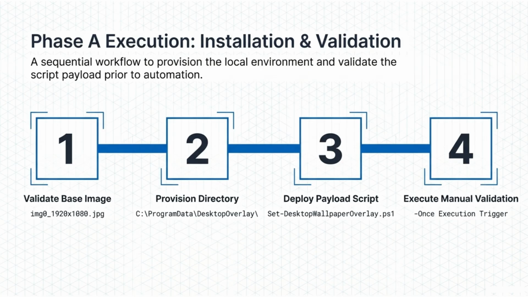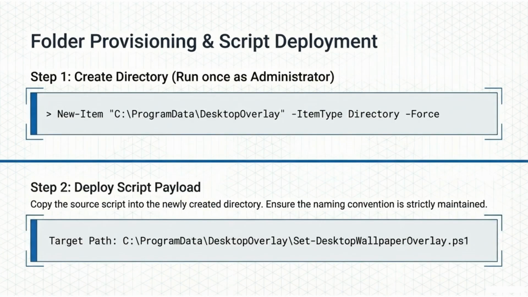Phase A, execution, covers installation and validation, following a sequential workflow. This includes validating the base image, provisioning the directory, deploying the script, and executing manual validation. For folder provisioning, create the directory once as administrator using the specified new item command. Then, deploy the script payload by copying the source script into the newly created directory, maintaining the strict naming convention.